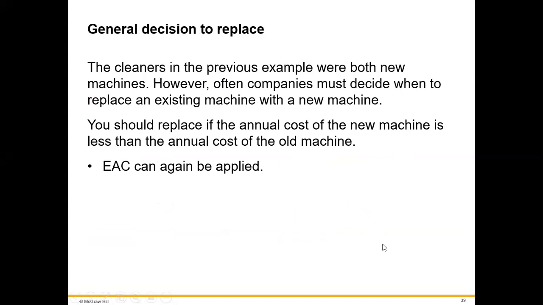Okay, so in the last slide or two, the cleaners in the previous example were both new machines. However, often companies must decide when to replace an existing machine with a new machine. You should replace if the annual cost of the new machine is less than the annual cost of the old machine. Again, you could use that equivalent annual cost to make that decision. And there are some great examples in your book that you should run through, and then ask any questions you may have related to them.